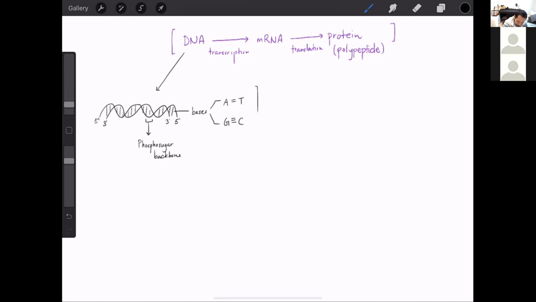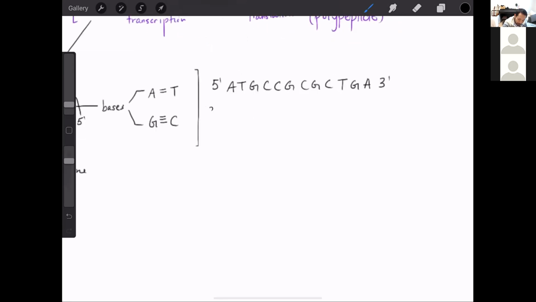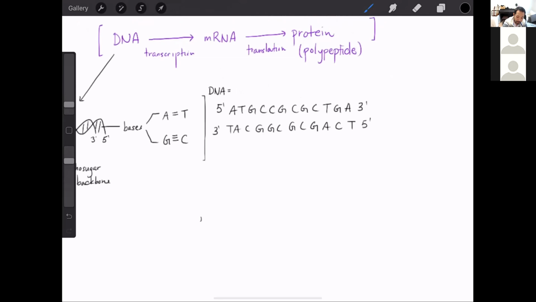But the thing about DNA is that we can take this entire model that we've drawn as a double helix and write it out a little bit differently. We can write something like A, T, G, C, C, G, C, G, C, T, G, A like this. And on the opposite side, T, A, C, G, G, C, G, C, G, A, C, T, with the 5' end right there. And this is a perfectly valid way of expressing genetic information.